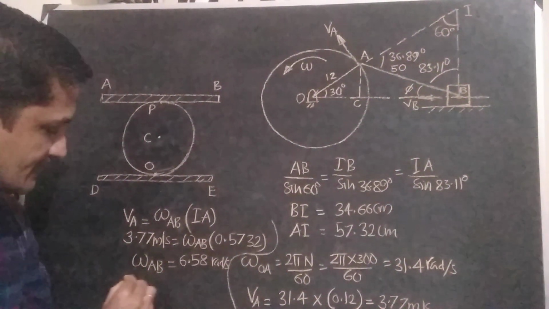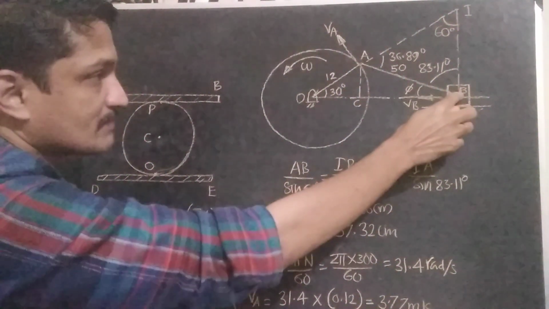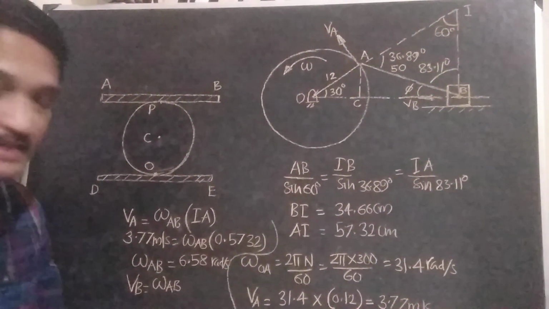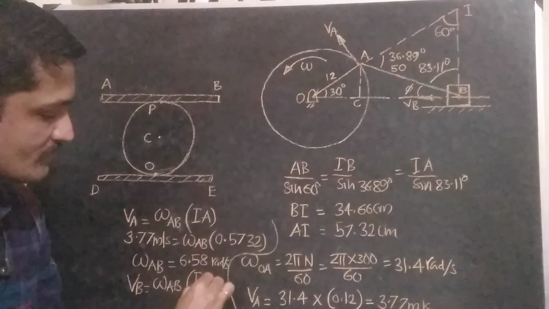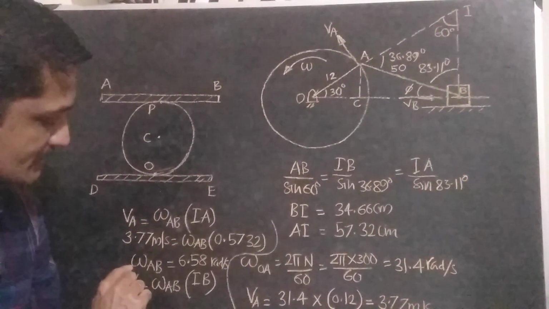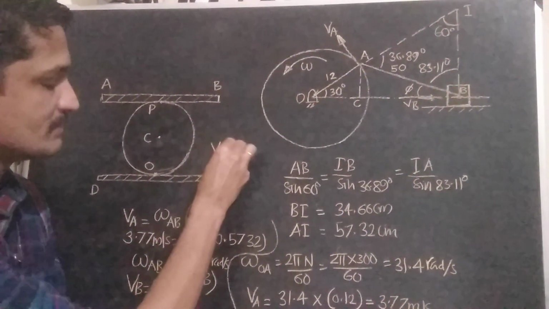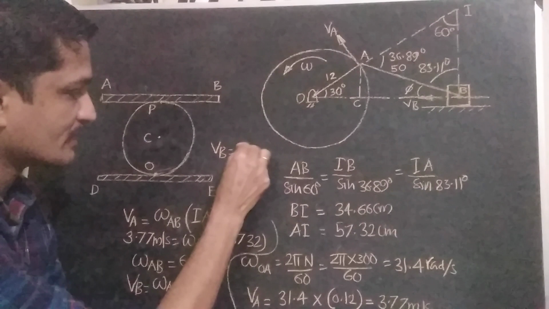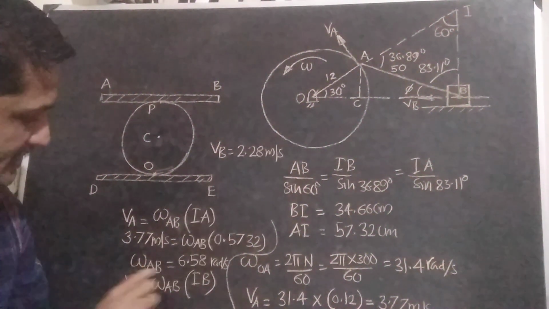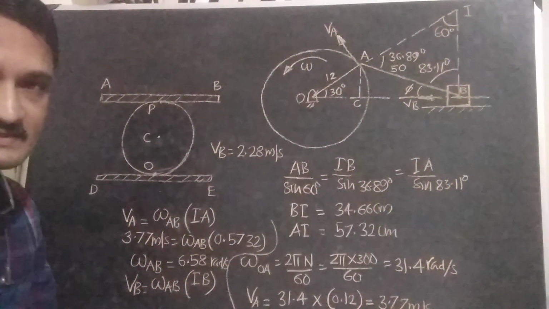Similarly, the velocity of B we already discussed. VB is equal to omega AB into IB. IB is already found, and omega AB is already found. Then VB is equal to 2.28 meter per second. Here omega AB is equal to 6.58, IB is equal to 34.66.